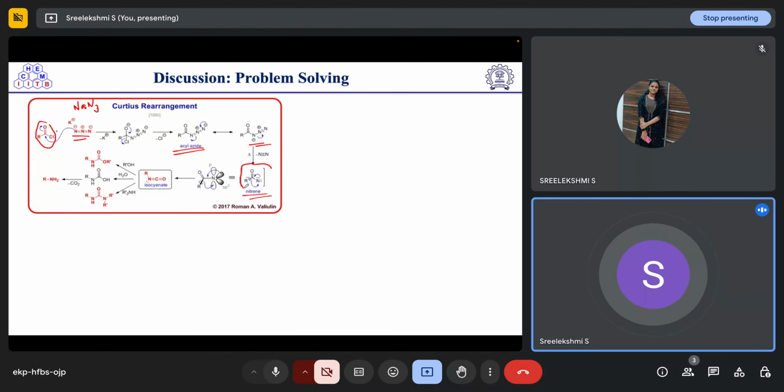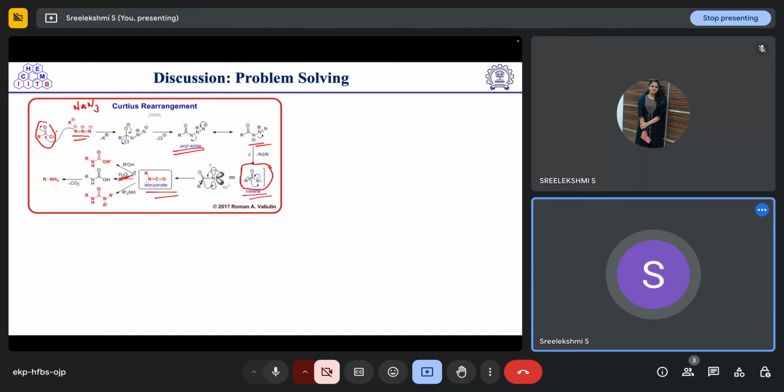And once this nitrene is formed, what can happen is that this alkyl group attached to this carbonyl carbon center can migrate to this nitrogen center. So this lone pair of this nitrogen will shift over here to form this isocyanate. So this isocyanate is the key intermediate in the case of Curtius rearrangement. And if we are treating this isocyanate with this alcohol, OR dash will be attacking over this carbon, and this H will be attacking over this nitrogen.